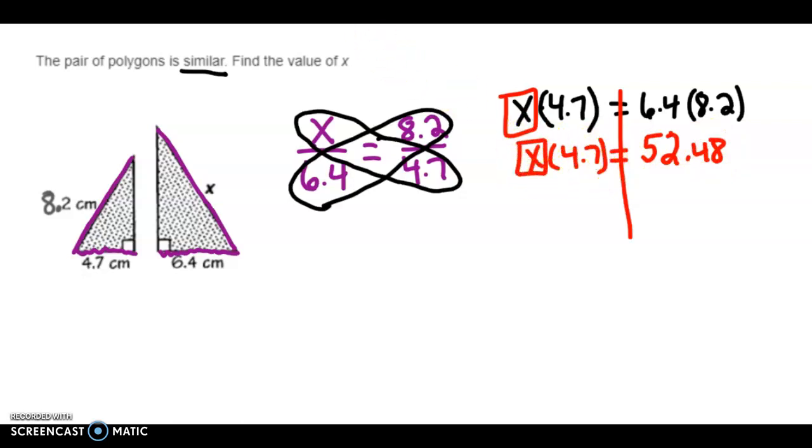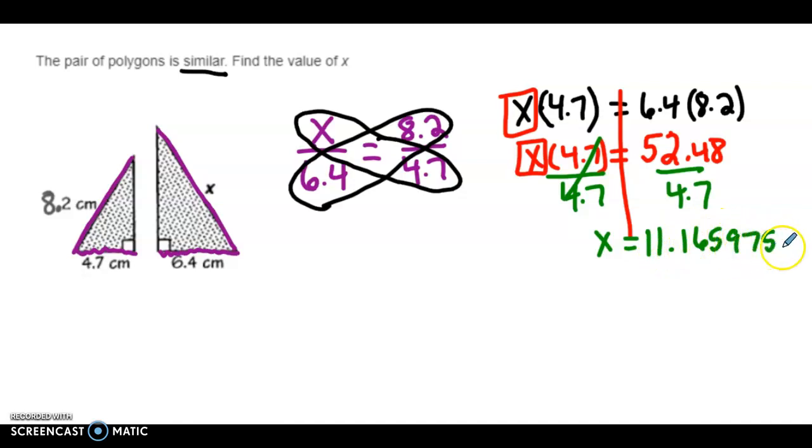And remember, I'm trying to get x by itself, which means that I have to get rid of 4.7. Since I'm multiplying by 4.7, the opposite would be to divide each side by 4.7. And then again, I'm going to do that in the calculator. I'm not going to try to do that in my brain. So I got 11.16595745. That's probably not what your answer is going to look like, though. It's probably going to round to the nearest tenth. In this case, all the numbers have only 1 decimal place. So I'm going to round my answer to 1 decimal place.